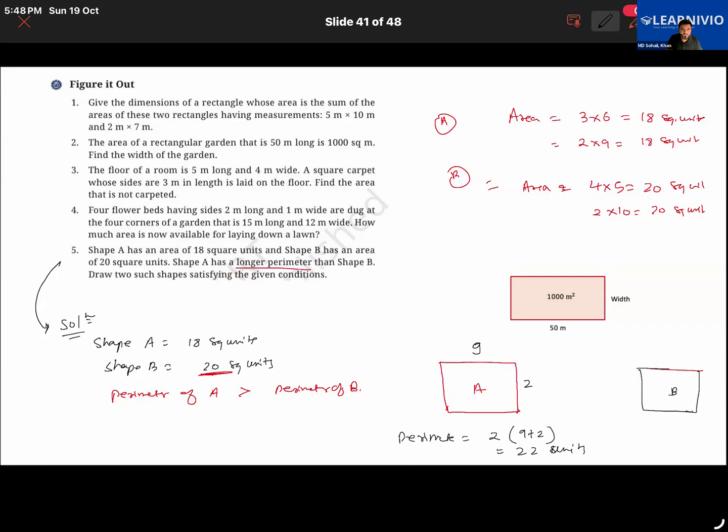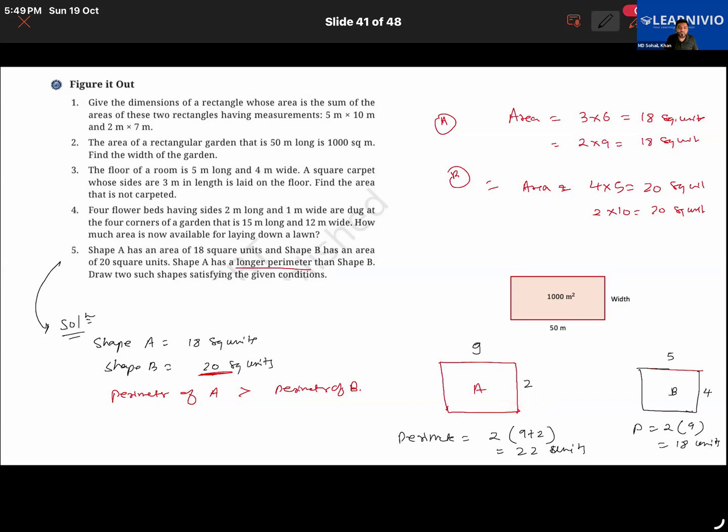Shape B has a lesser perimeter. So suppose you have taken the breadth as 4 and the length as 5 units. In that case, the perimeter is going to be 2 times 5 plus 4, that is 9, and hence it is equal to 18 units. Understood that now? So we are clearly satisfying the condition.